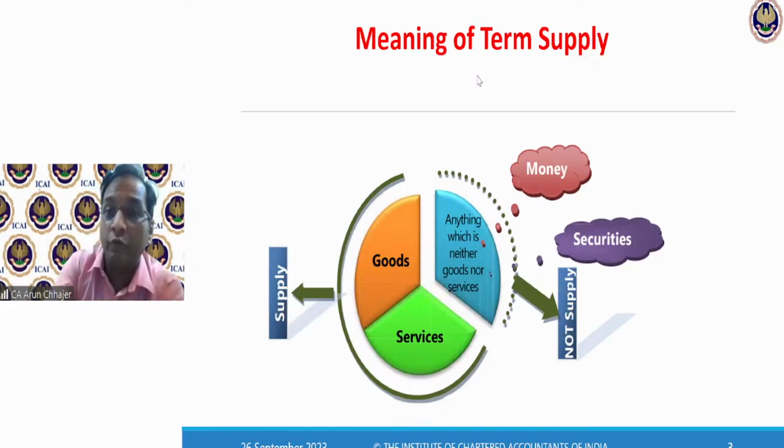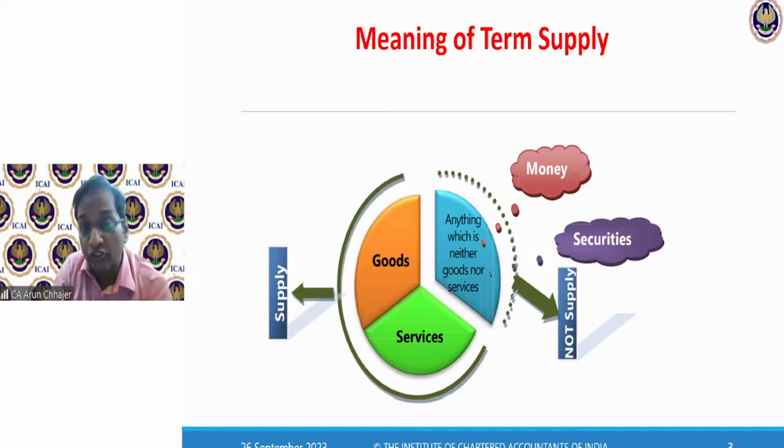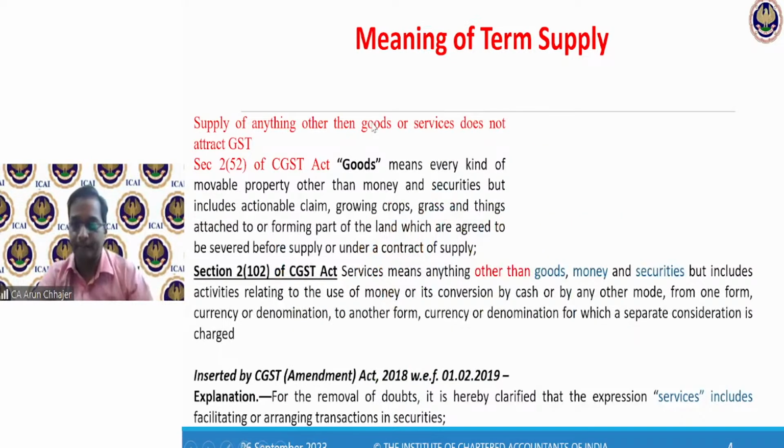So let me move to the definition of goods and services, so that we can understand what is not goods and what is not services, and the items which are not goods and not services, GST can't be levied on that. This principle is clear to all, right?